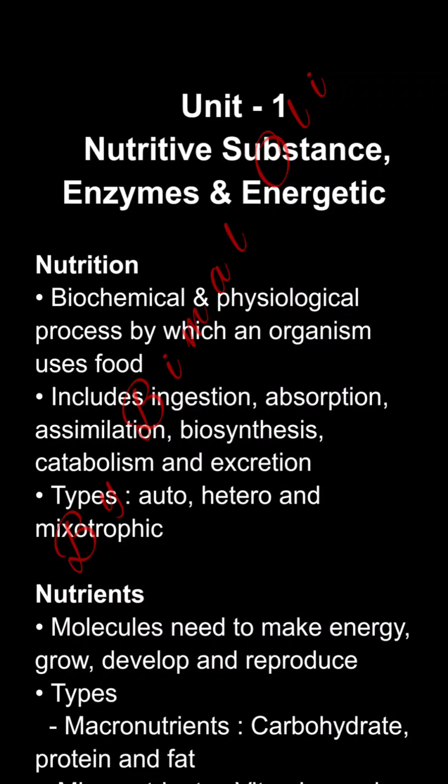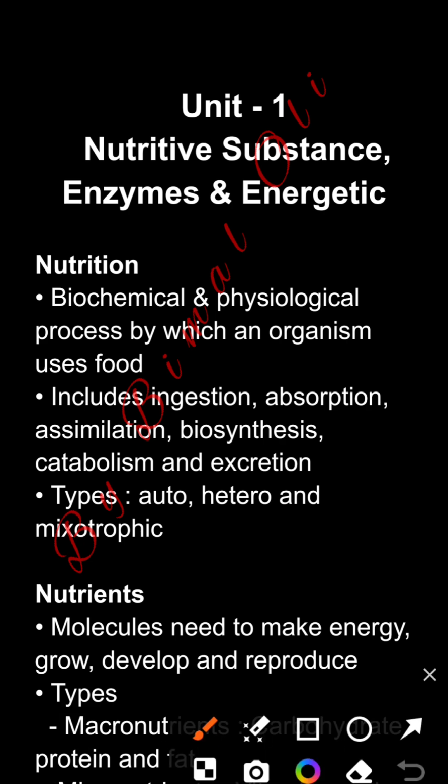Today we are going to discuss nutritive substances, enzymes, and energetics for BSc third year zoology under Tribhuvan University. Nutrition is a biochemical and physiological process by which an organism uses food to get energy. It includes ingestion, absorption, assimilation, biosynthesis, catabolism, and excretion. The types of nutrition are autotrophic mode of nutrition, heterotrophic mode of nutrition, and mesotrophic mode of nutrition.